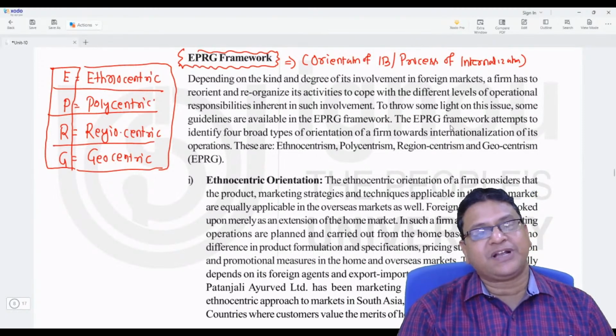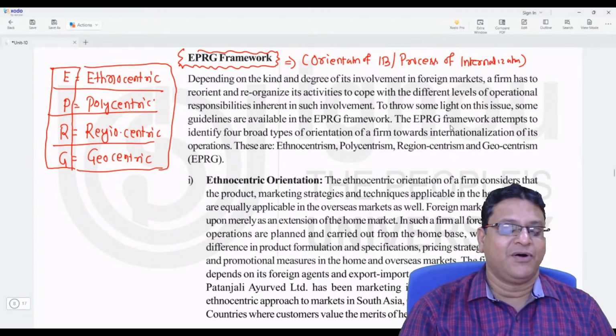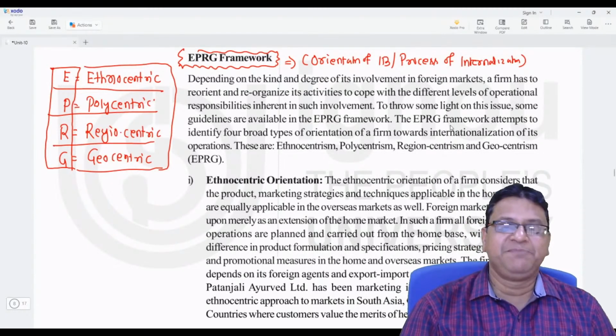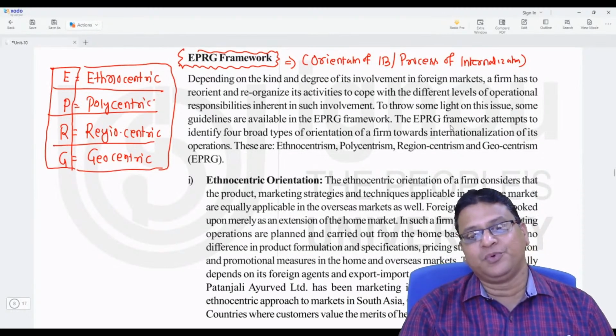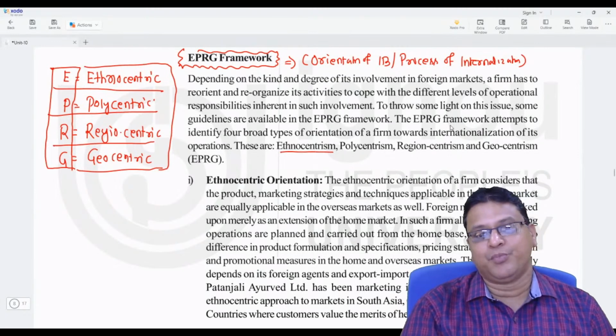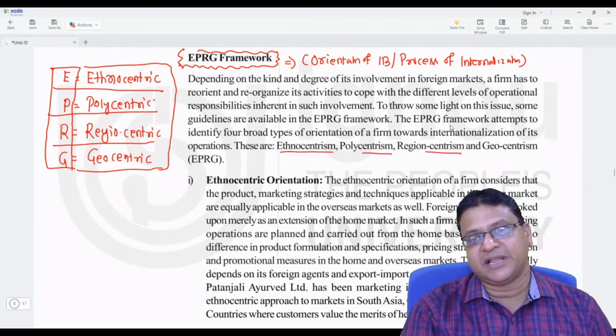So we will discuss what are these four approaches of doing international business combinedly, which is known as the EPRG framework of doing international business. First one is ethnocentric, polycentric, regiocentric and geocentric.